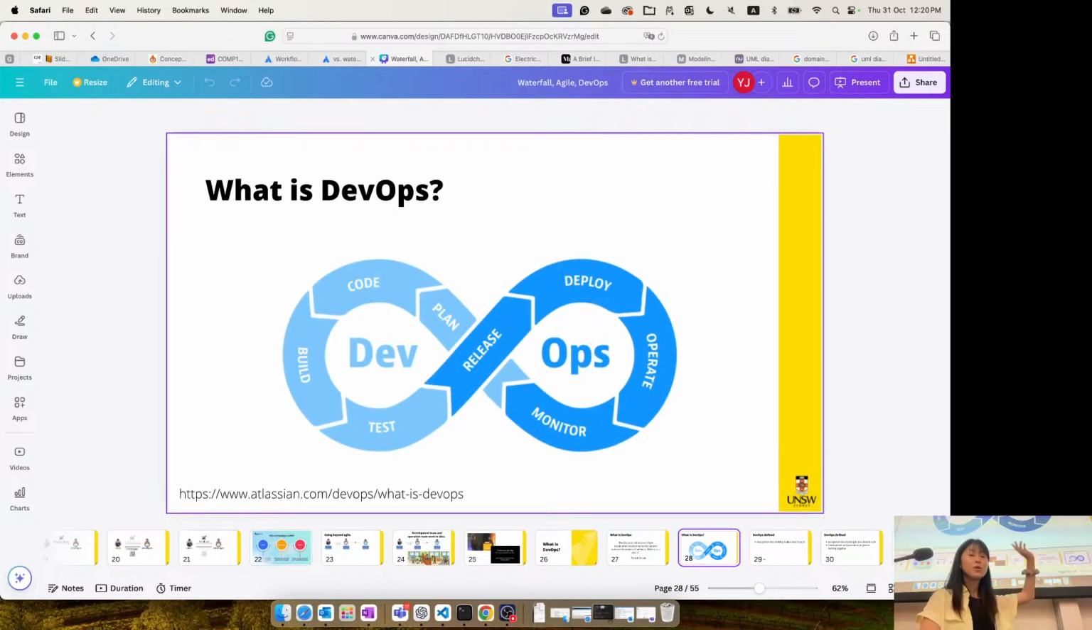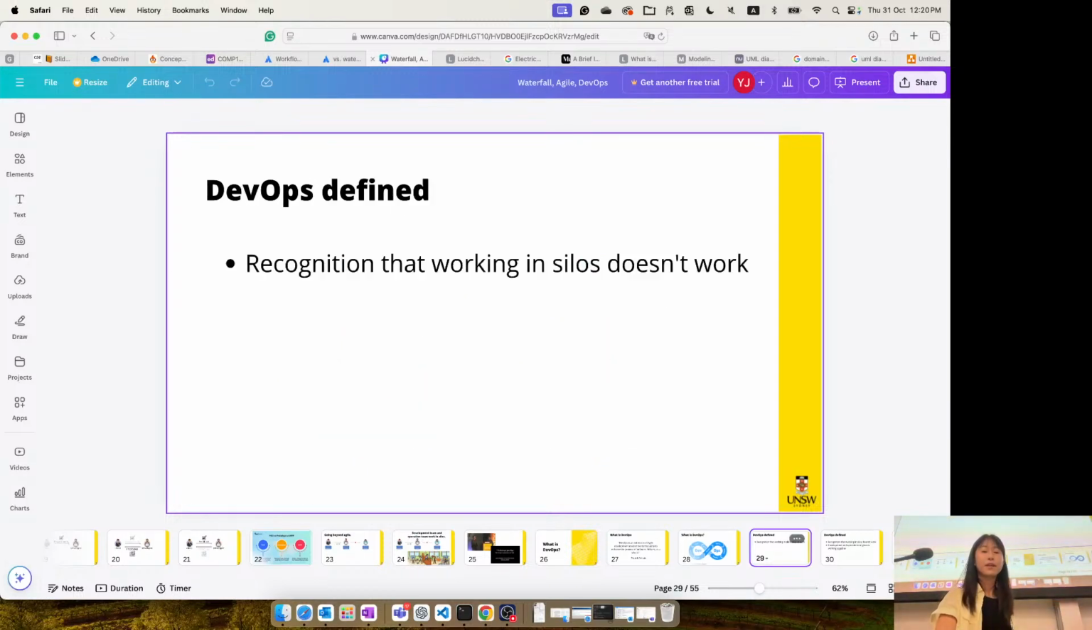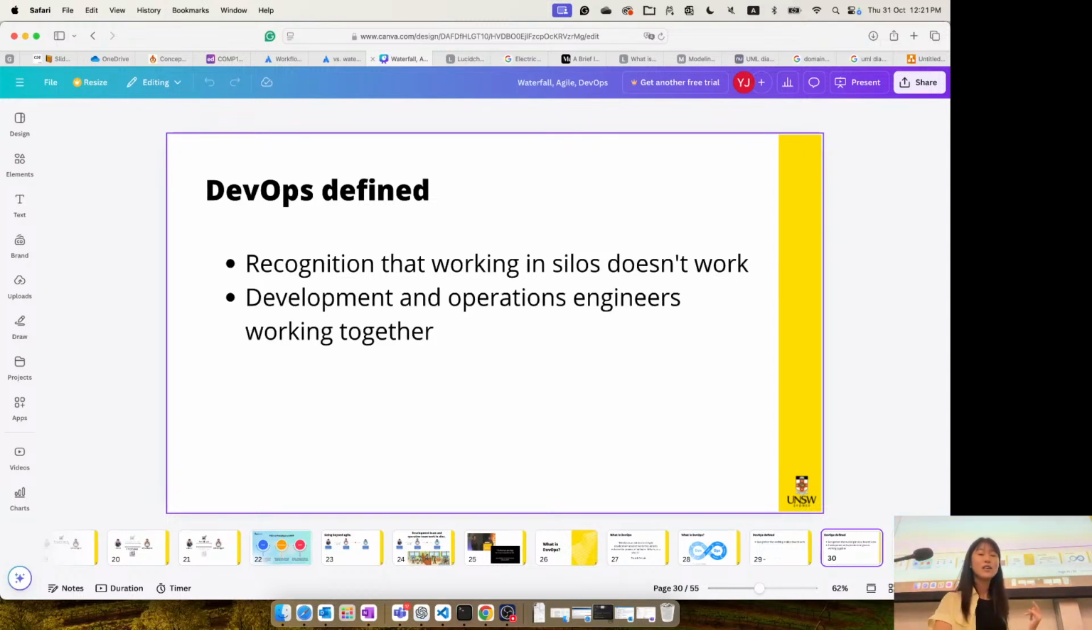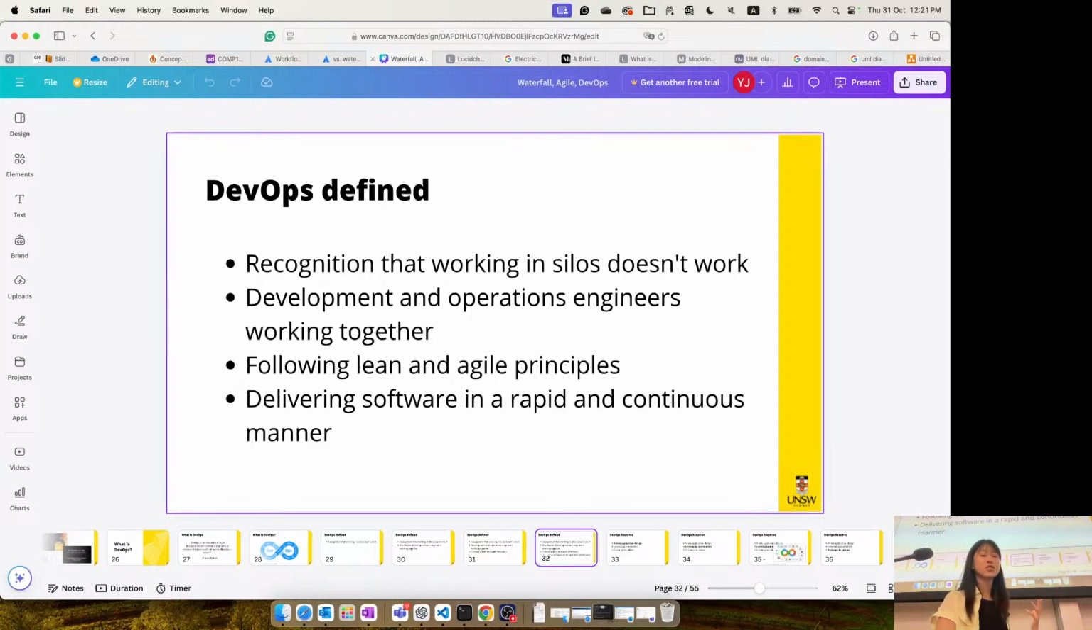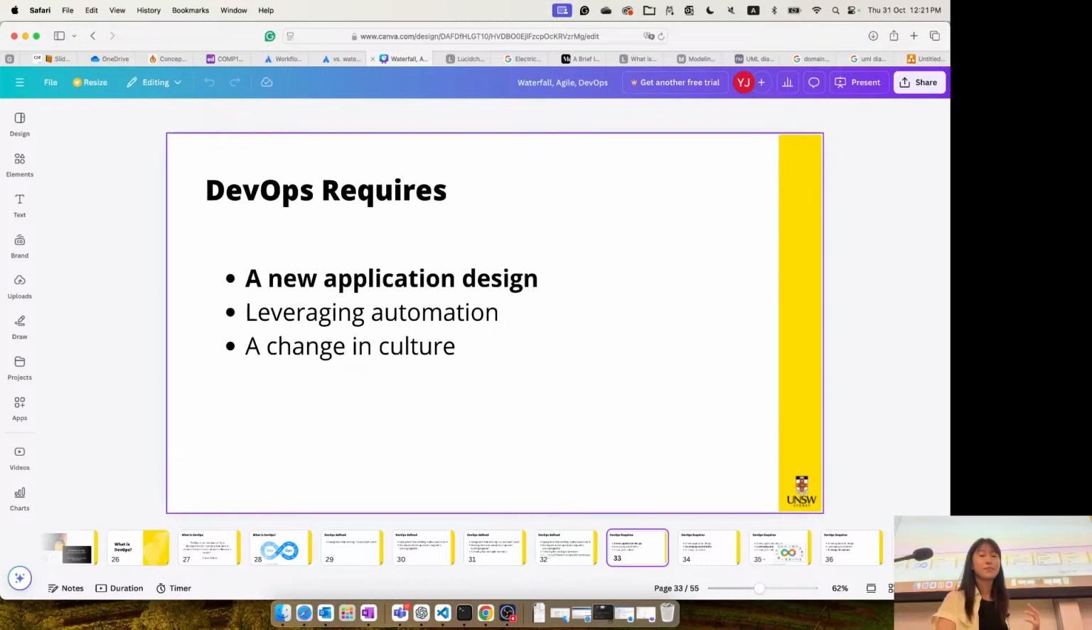You may always see this kind of infinite loop here. So they call it DevOps. Basically the idea is everybody on the same team. We are doing things iteratively, fast, and collaboratively. DevOps is also a mindset. Again, it's not a tool, not a methodology. It recognizes that working in silos doesn't work. Development and operation engineers should work together and follow lean and agile principles, developing software in a rapid and continuous manner.